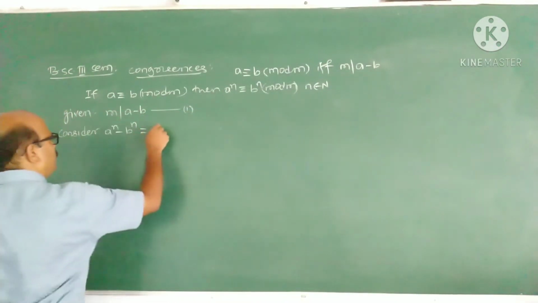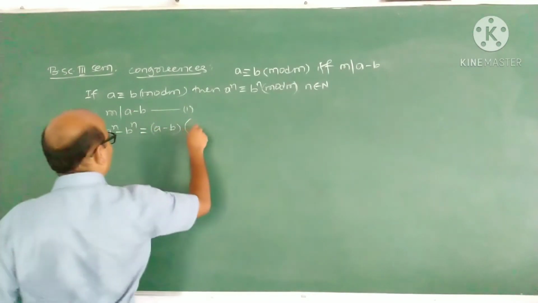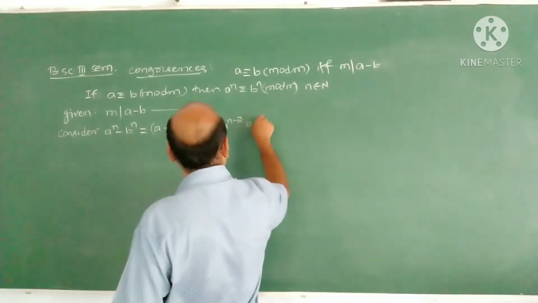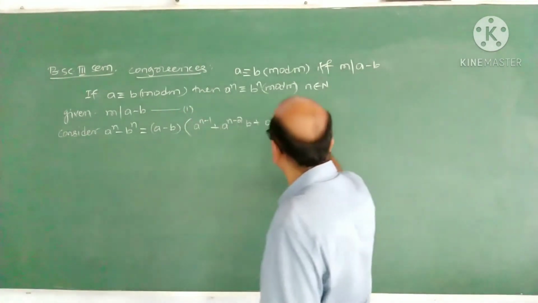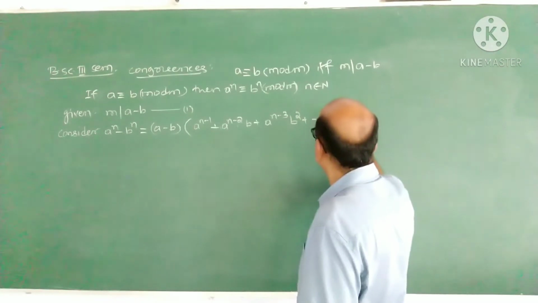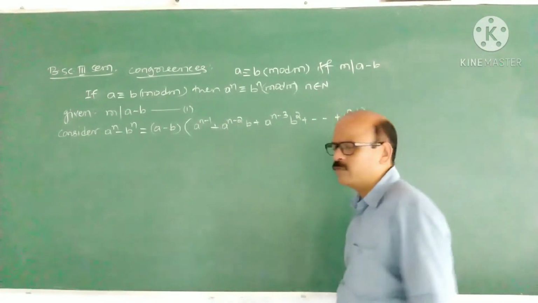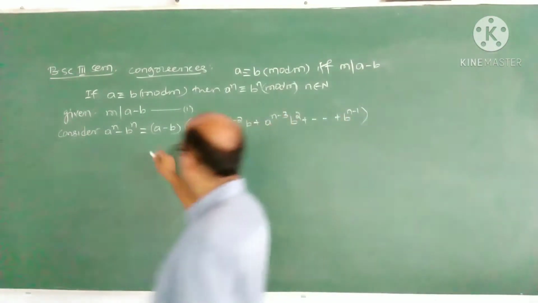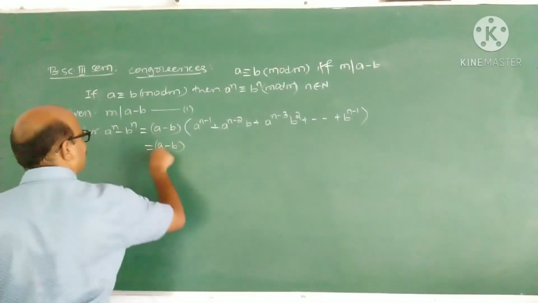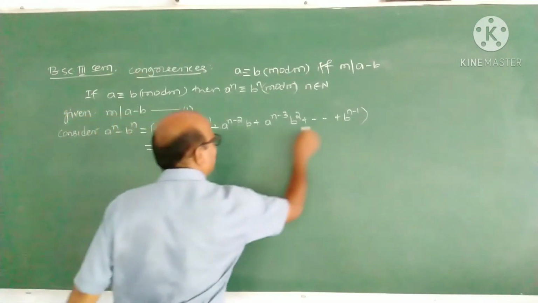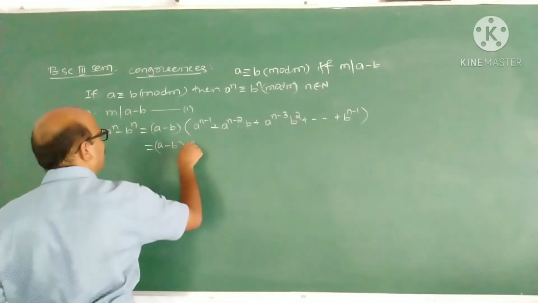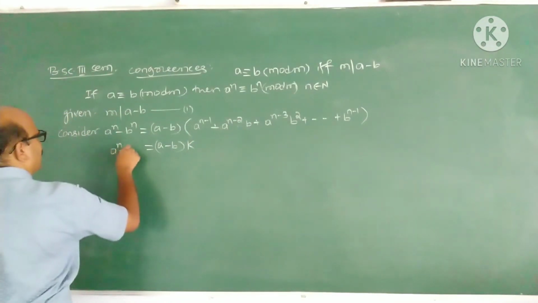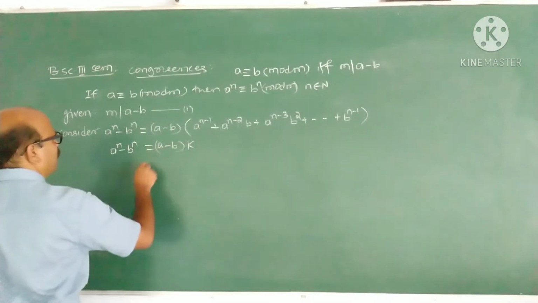Factorize like this: a minus b into a raised to n minus 1, plus a raised to n minus 2 into b, plus a raised to n minus 3 into b square, plus so on, plus b raised to n minus 1. It is factorized like this. Now a and b are any two integers, therefore these terms become some integer. Therefore, a raised to n minus b raised to n is a minus b into k.